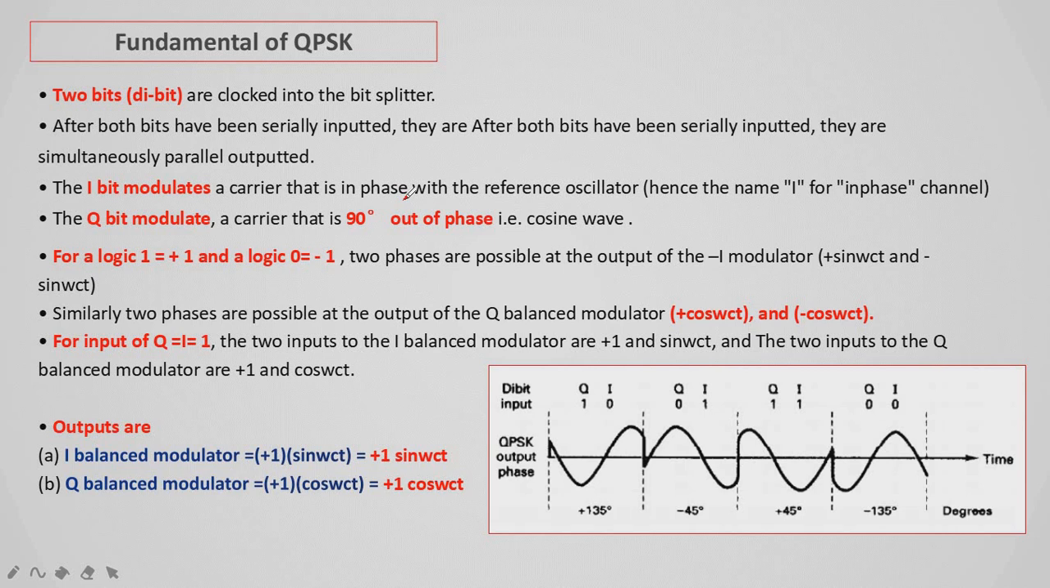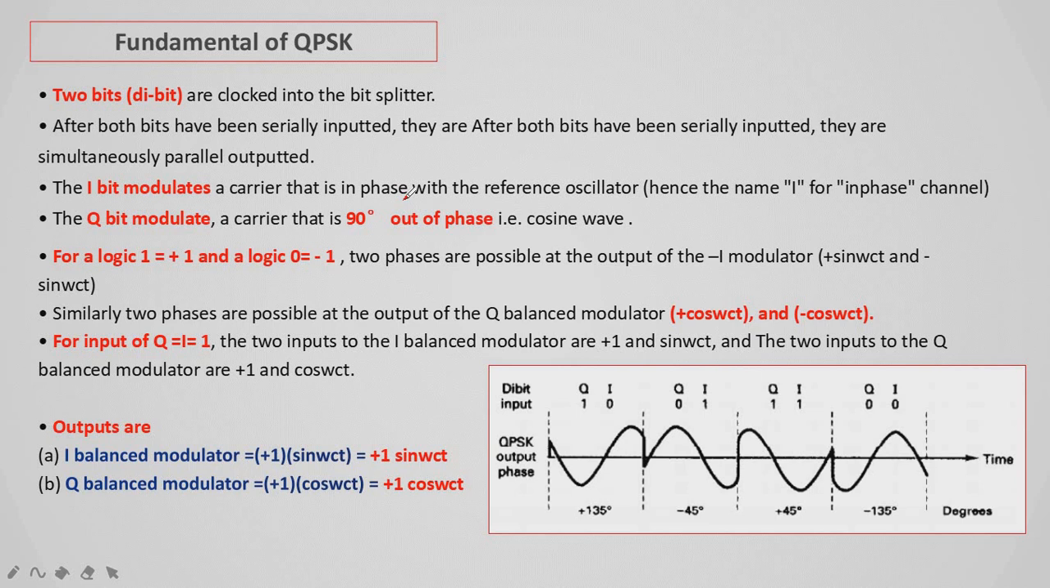One is in phase and one is quadrature. The in-phase component is referenced to the oscillator. That means if the even component is identified, we provide the in-phase, meaning the cos signal, and if the odd signal is identified, we provide the quadrature, that is Q, a 90-degree phase shift, which is the sine term.